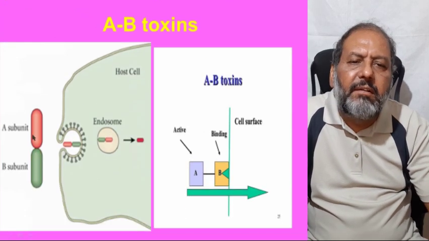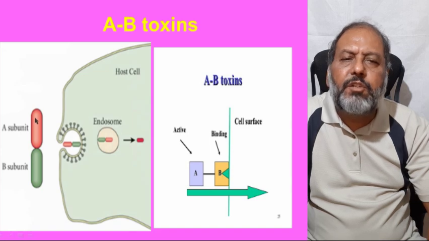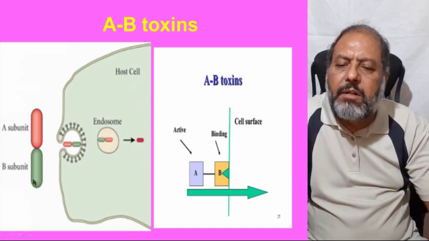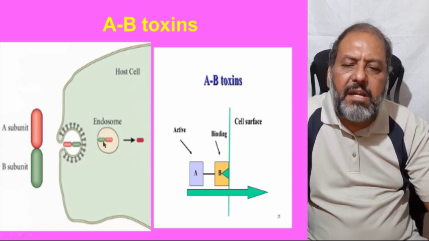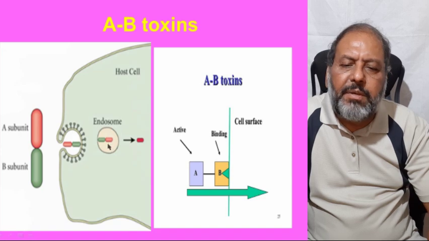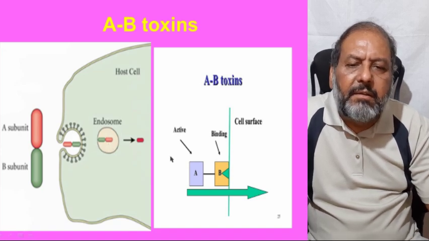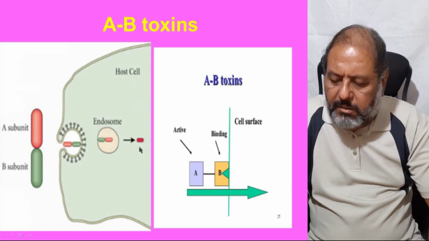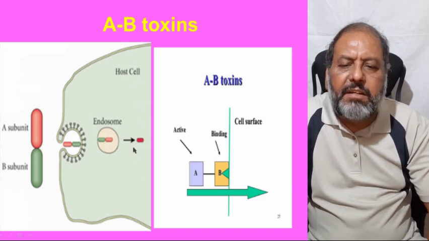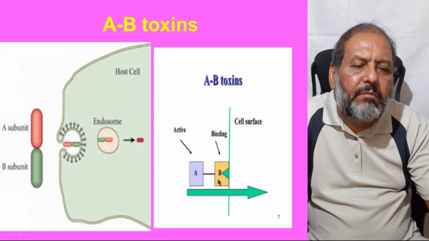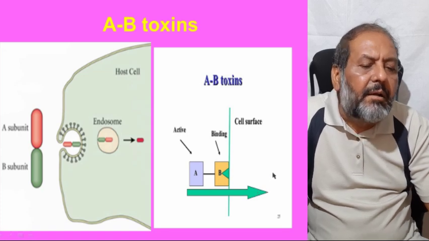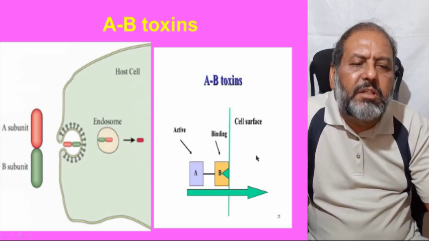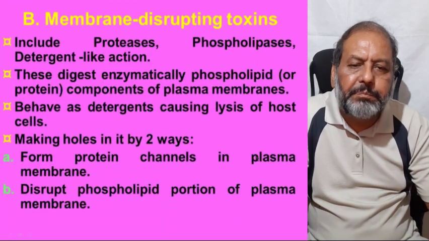So here one can see the AB toxin: the A subunit is responsible for causing damage, and the B subunit for attachment. As you can see, they get entry into the cell, and in the endosome this A and B unit enter, and from here the A subunit, which is responsible for causing damage to the host cell, is released from the endosome. Similarly, one can see the binding by the B component, and the active component is allowed to enter into the host cell through the cell surface and cause the damage.